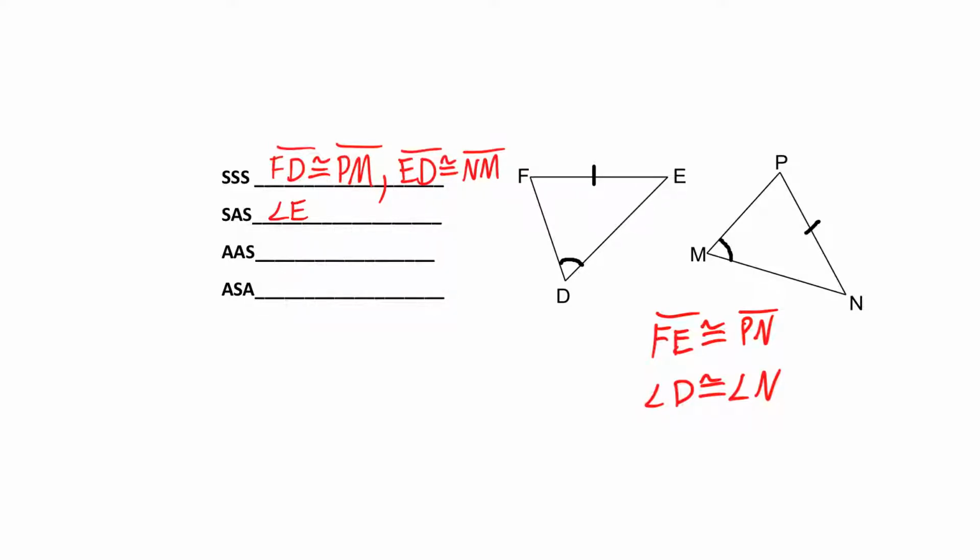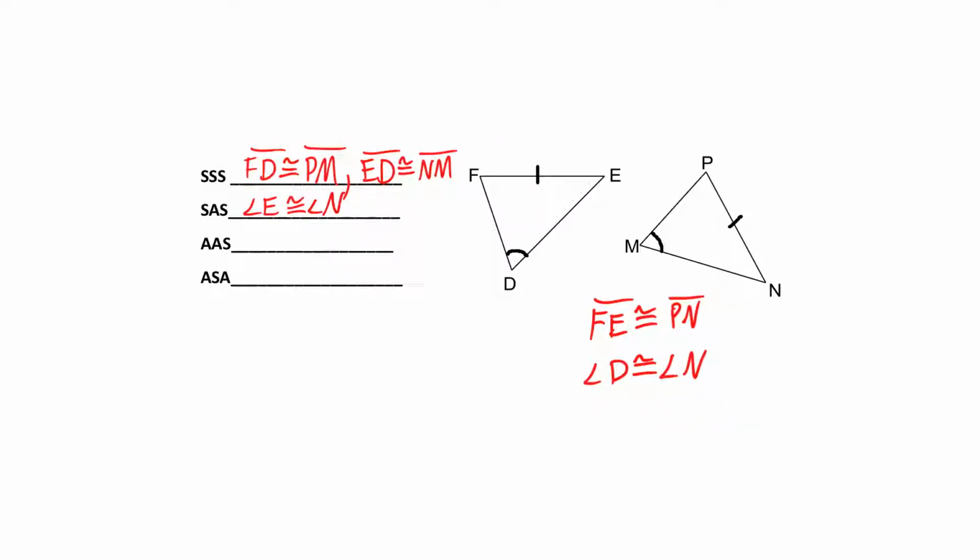Let's say angle E is congruent to angle N. So that's making this and this congruent, and I'm going to be basing that off of this. Starting off with that, with the two red things that I have marked, is that enough for SAS? No. What else am I going to need to know? I need to know that line ED is congruent to NM.